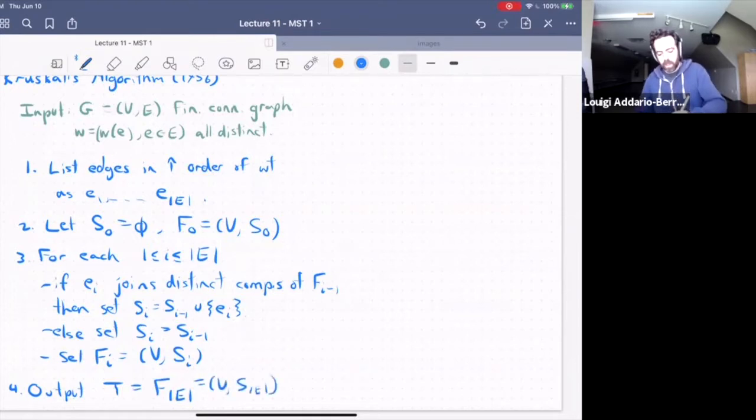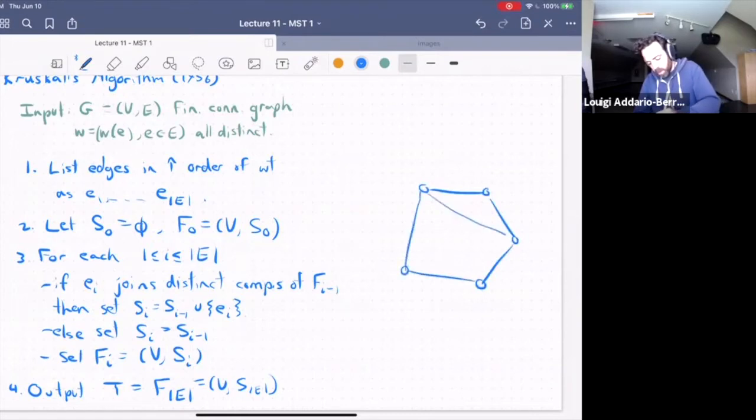So let's do a very quick example. Let's think about the complete graph with 5 vertices.